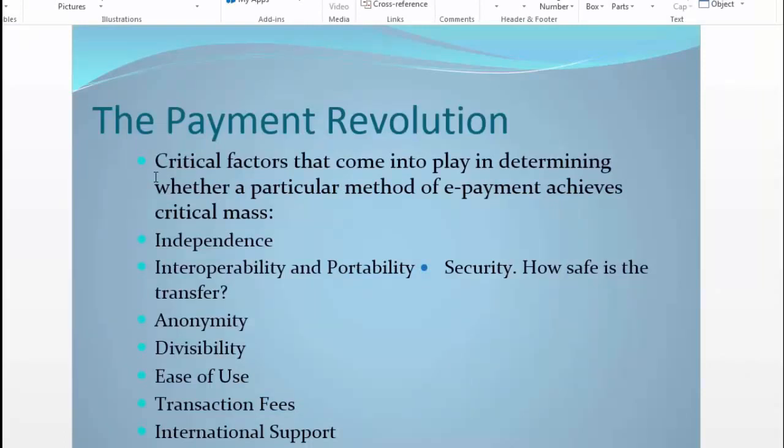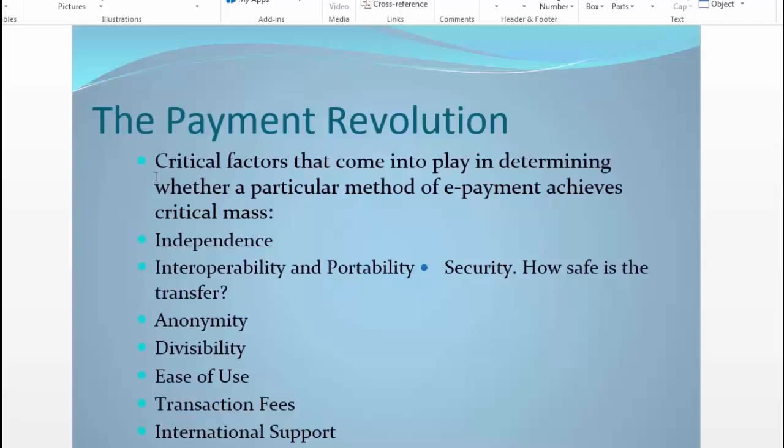Okay, so anonymity is the capability of an online payment system to keep your information intact and safe. We discussed that in the previous videos, in the previous chapter 7, fraud and security in electronic commerce systems. Then transaction fees should be minimum as well.